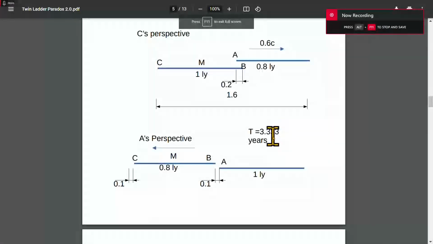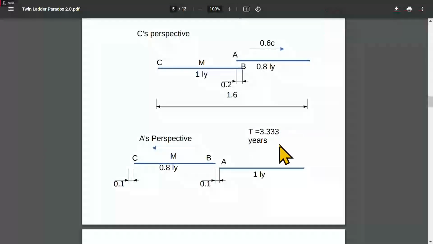Okay, so earlier there was a different 4 years. That's actually incorrect. It's 3.333 years. It was a mistake on the diagram. Okay, so let's look at A's perspective first. So the first thing is, what exactly happens when everybody stops moving, according to A? Very simple. A sees B as being 0.8 light years, and there's a gap of 0.1 light years.